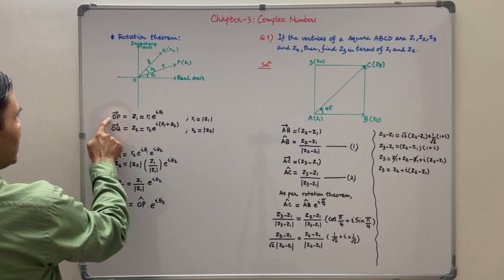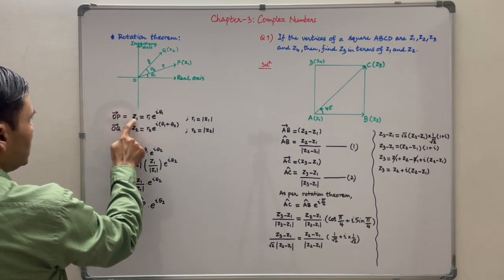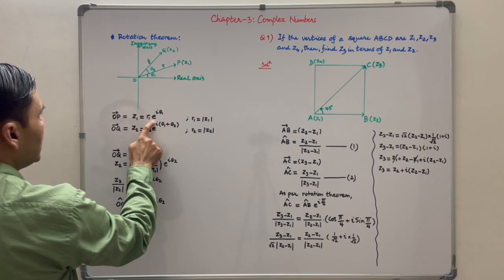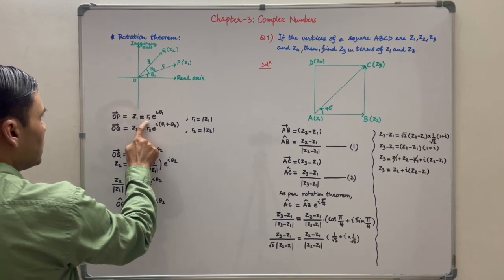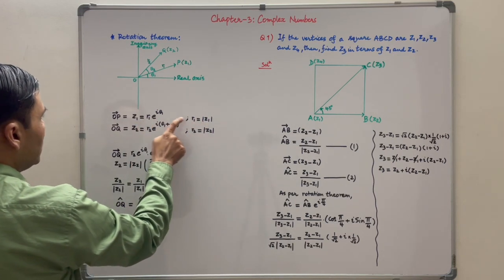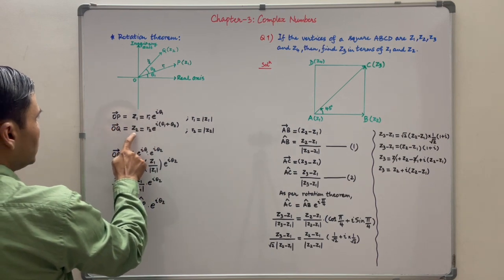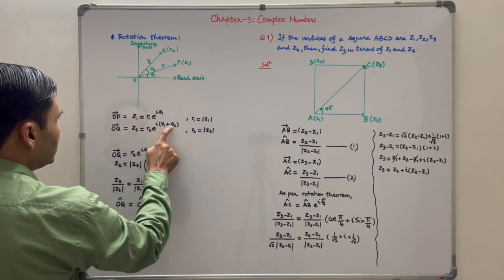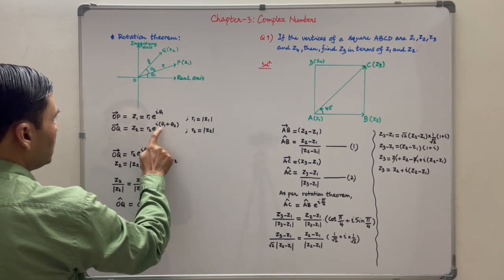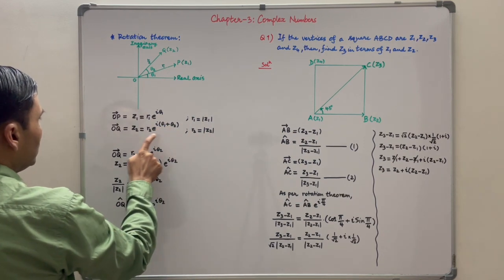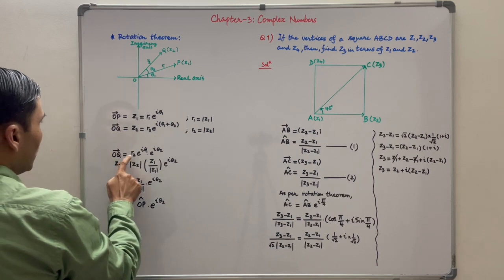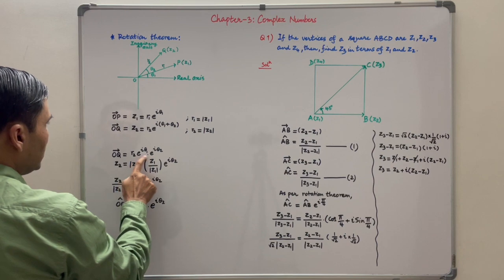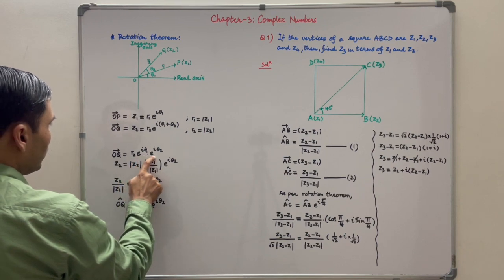So we can write vector OP is equal to Z1 is equal to R1 into e to power I theta 1 in exponential form, where R1 is equal to mod Z1, and vector OQ is equal to Z2 is equal to R2 into e to power I theta 1 plus theta 2, where R2 is equal to mod Z2. So vector OQ is equal to R2 into, we can split this as e to power I theta 1 into e to power I theta 2.